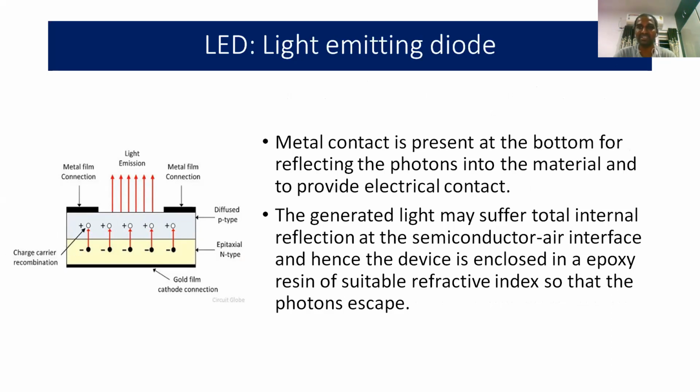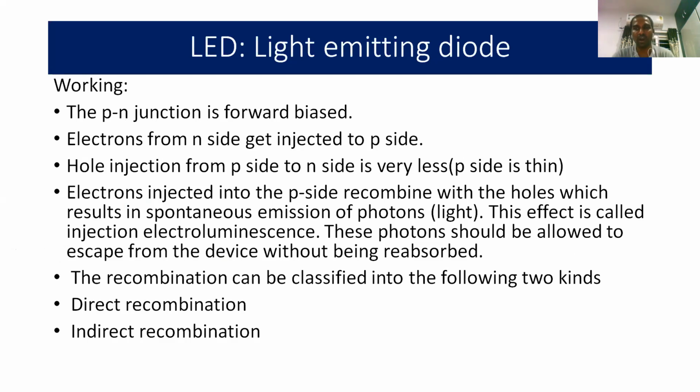The generated light may suffer total internal reflection at the semiconductor-air interface, and hence the device is enclosed in an epoxy resin of a suitable refractive index so that the photons will escape out. So how does it work?